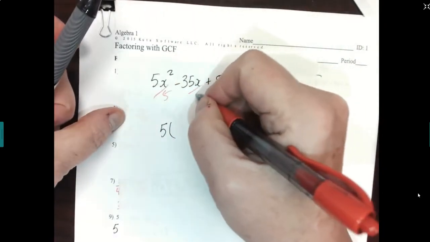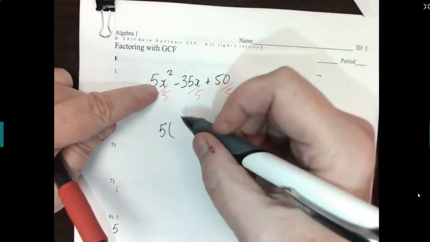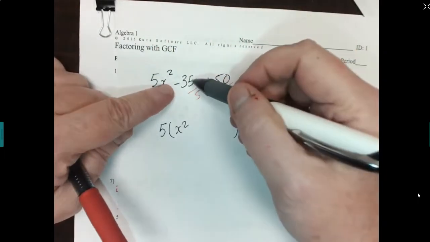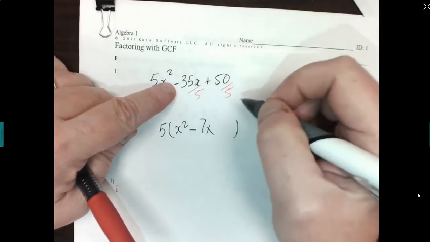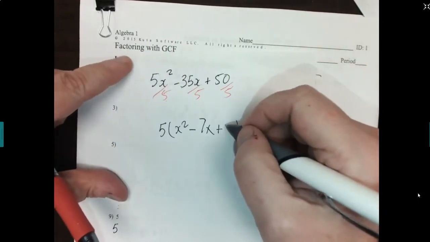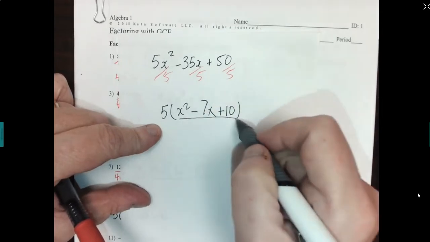And so what's going to go inside here? Well, the 5s are going to cancel, and I have x squared left over. 35 divided by 5 is 7, so I'm going to have minus 7x. And 50 divided by 5 is 10. Now, we don't stop here. We look and see if we can factor this.